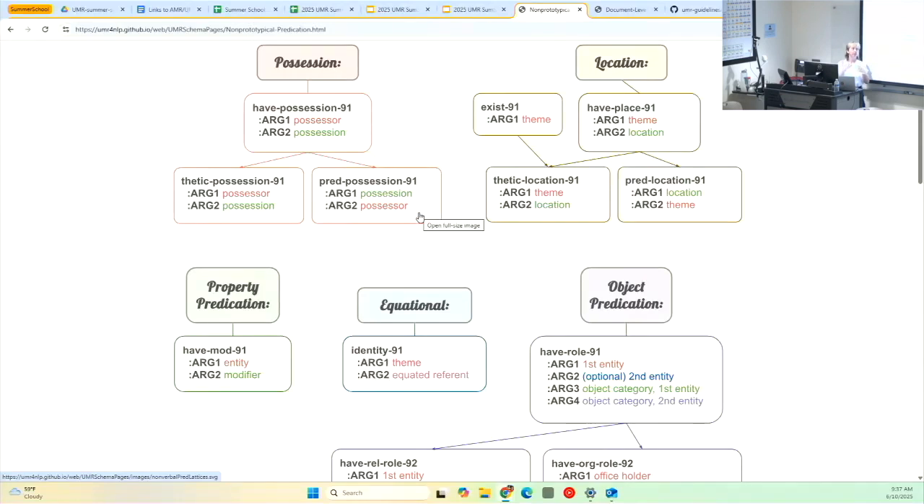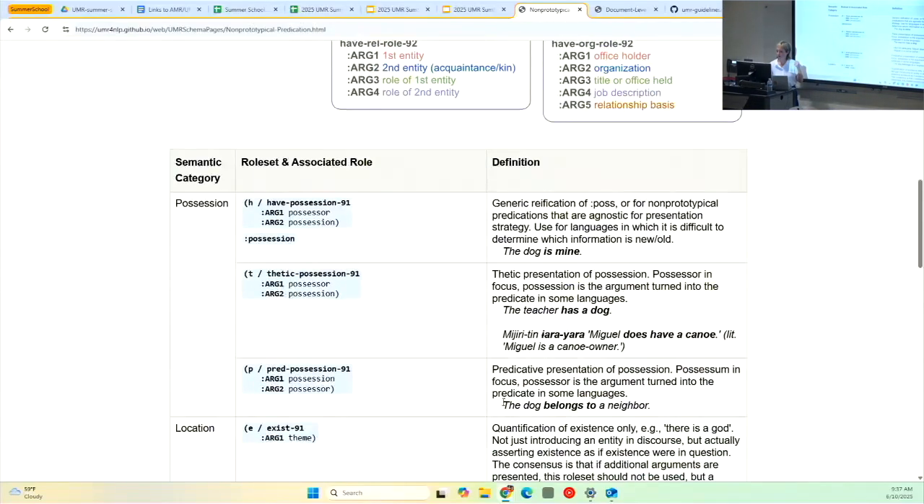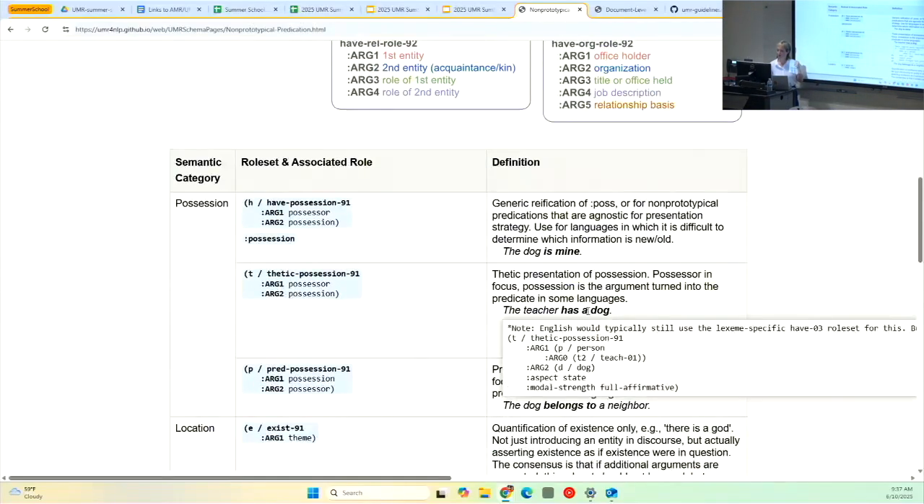We have verbs that show this distinction for possession in English. So thetic possession aligns with the verb have. So the teacher has a dog, and predicative possession aligns with the verb belong. So the dog belongs to me. But outside of those verbs, it's very hard to try to track which information is old and new in a lot of cases.